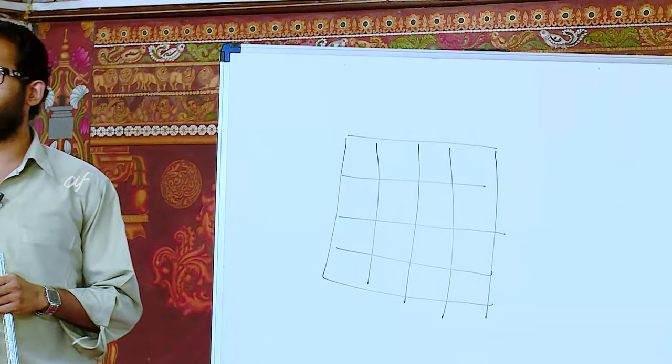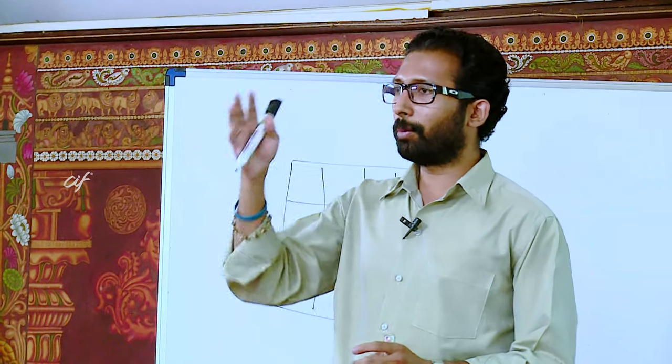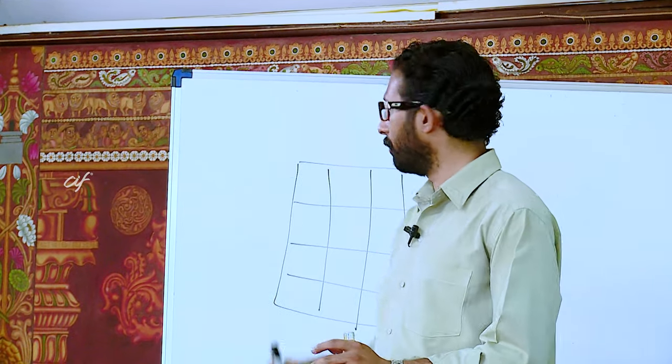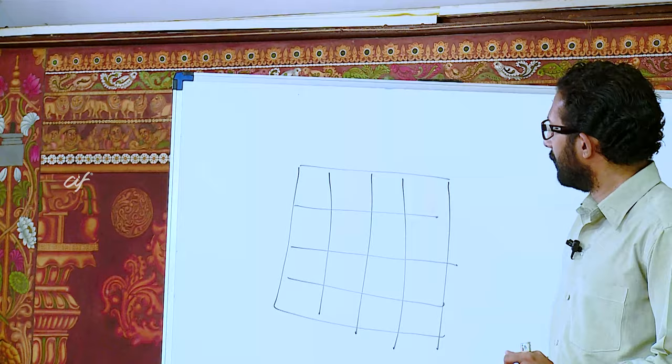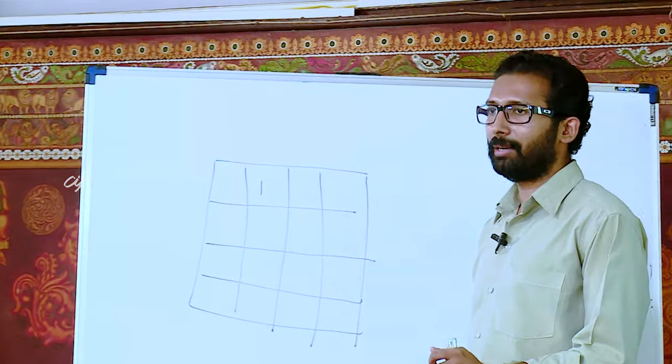So in a 4x4 magic square, we can start from any cell. It is up to us. We have liberty. I am talking only about pan diagonal magic squares. Now for 4x4 also there are many methods of constructing. We are just looking at one particular way, the horse move way. So we can start from any cell. Suppose I start from here, 1.